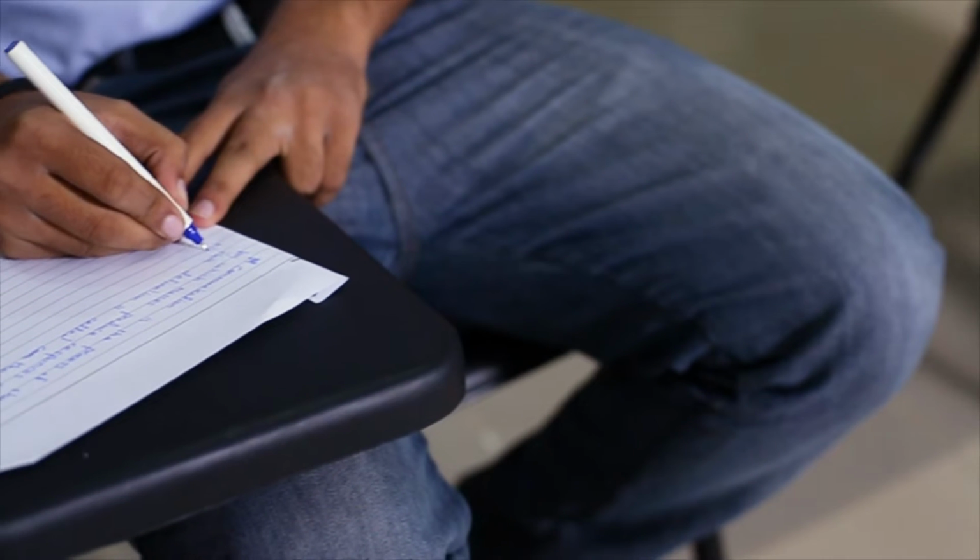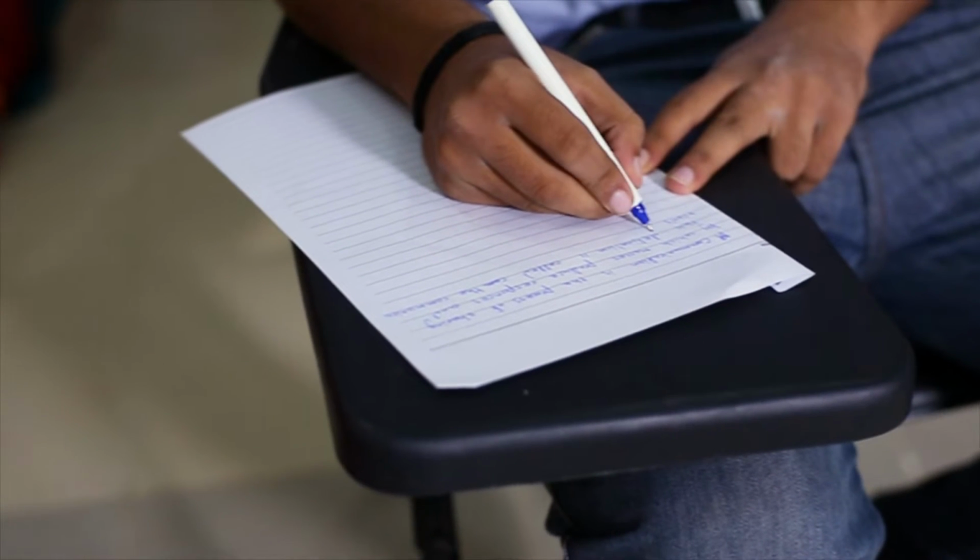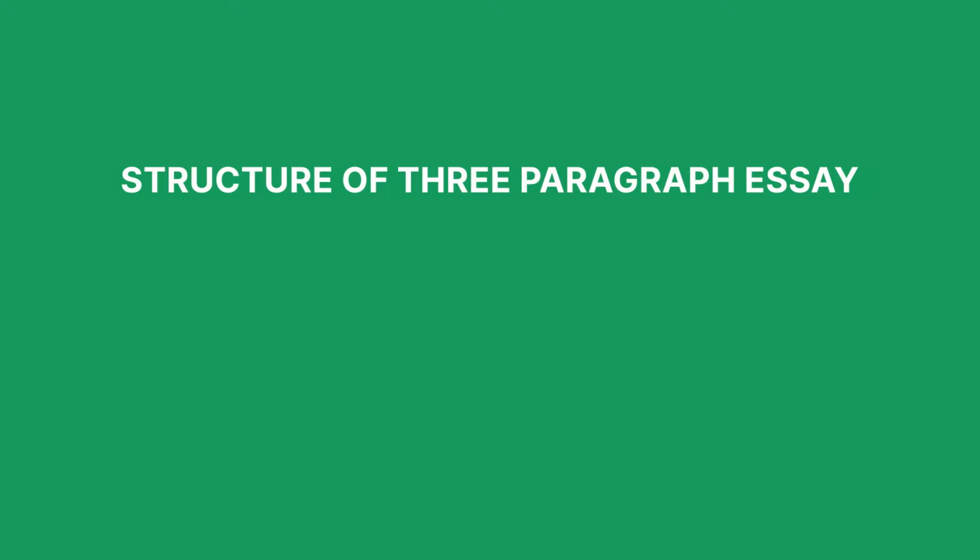How to write a 3-paragraph essay. Just remember that all essays start with the outline, or paper structure, in other words. Now, let's take a look at the 3-paragraph essay structure. First paragraph is the introduction. This is your chance to grab the reader's attention.